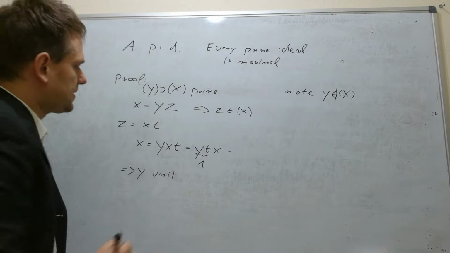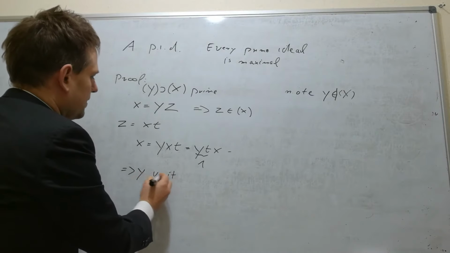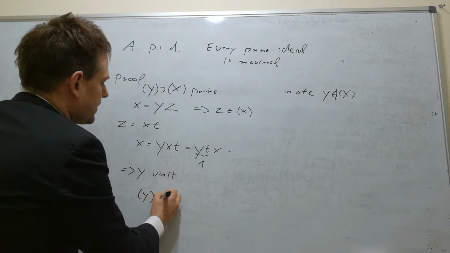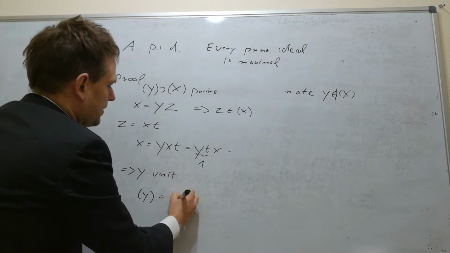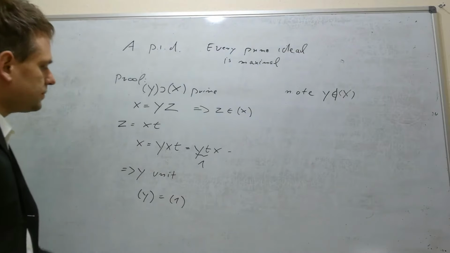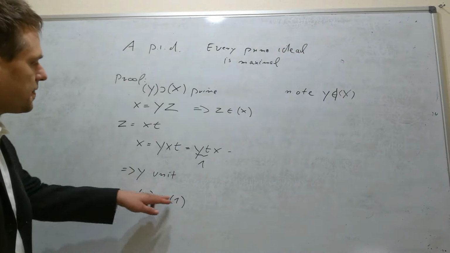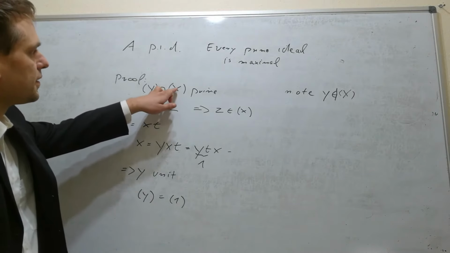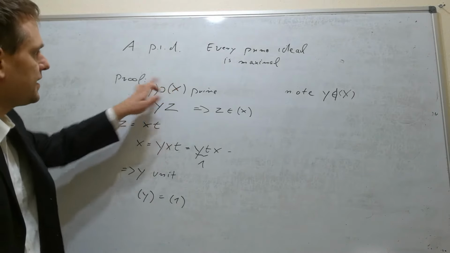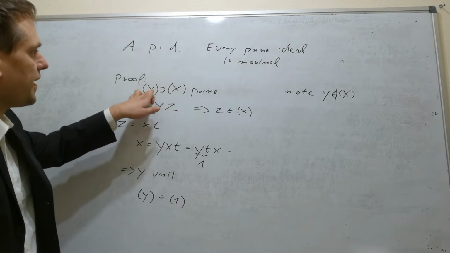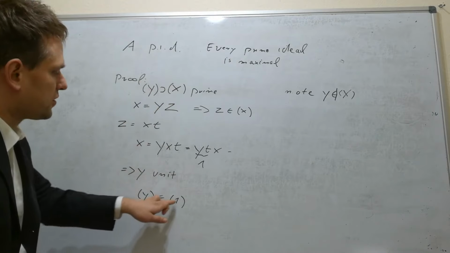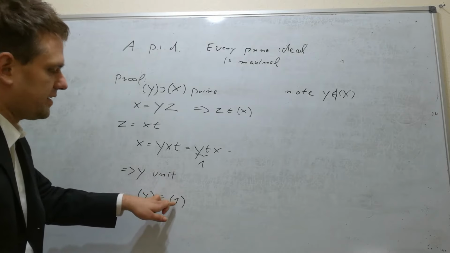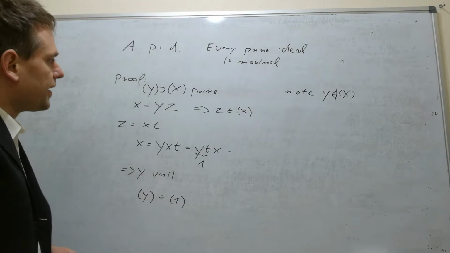Or in other words, the ideal generated by y is the ideal generated by 1. And thus there is no proper ideal containing the ideal generated by x. If we assume that there is one, then we have to conclude that this is the ideal generated by 1. And this concludes the proof.